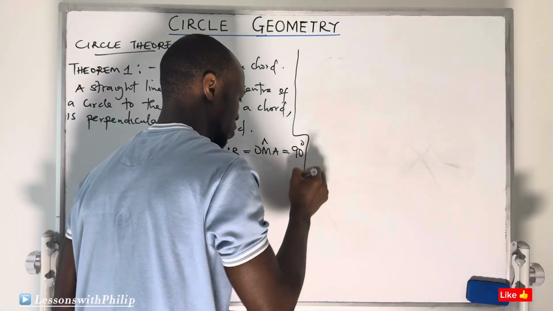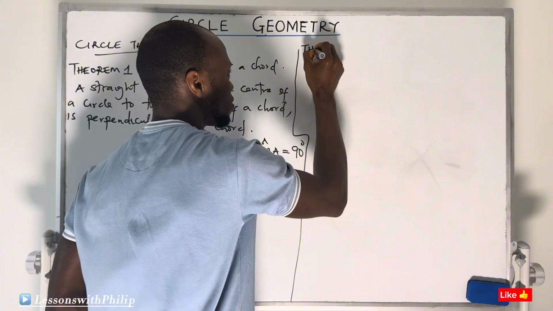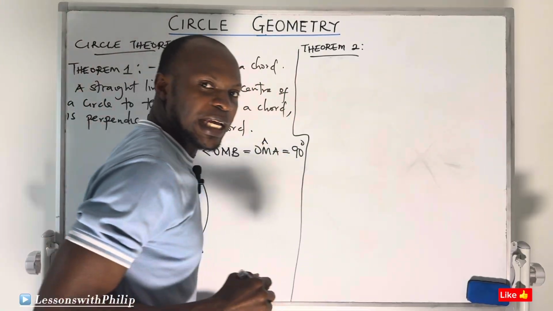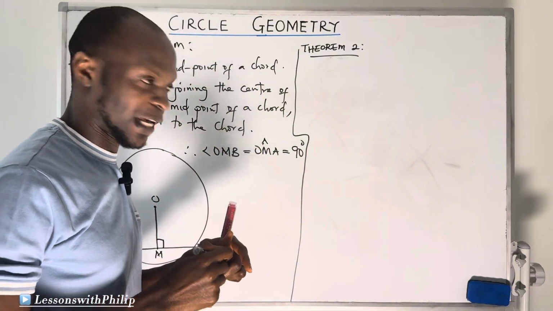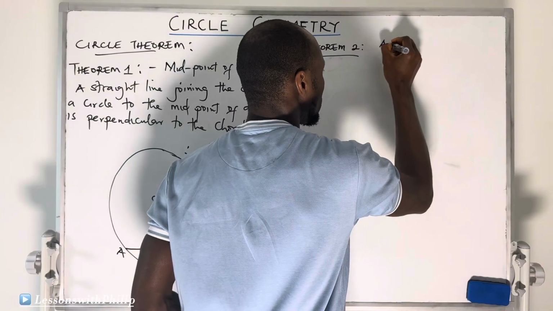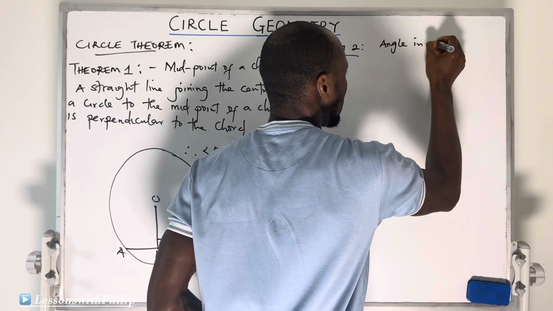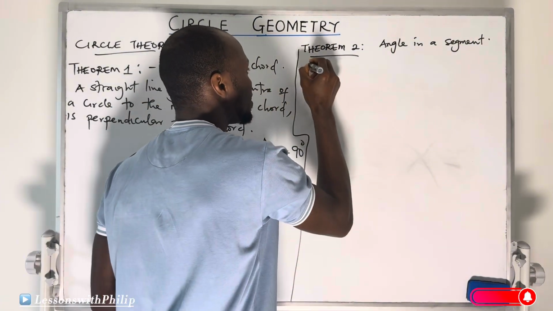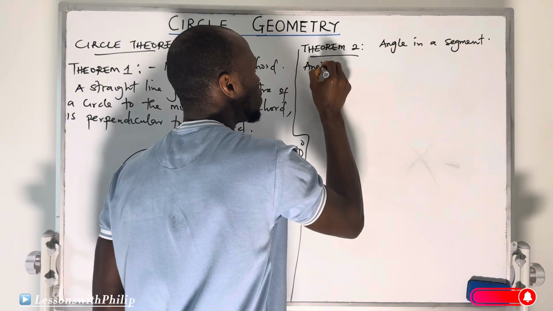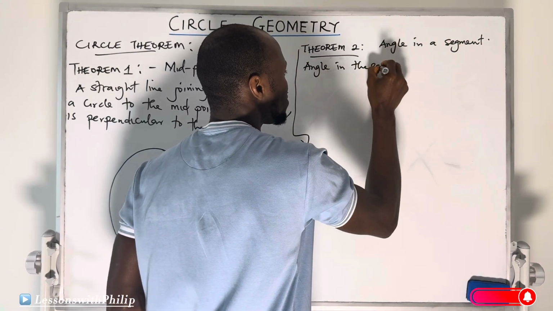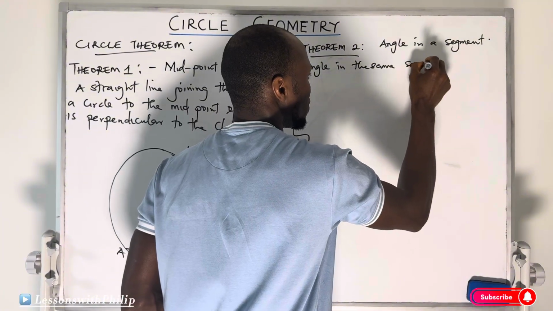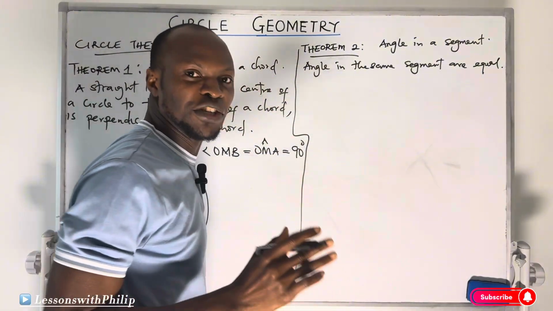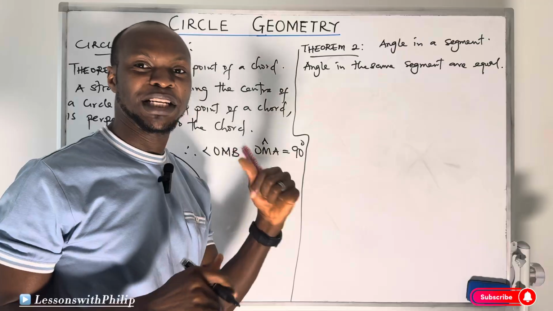Theorem 2. Theorem 2 is a segment, angle in a segment, okay? Now the law says that angles in the same segment are equal. Okay? That shows that you need to understand a segment, which we've explained in the previous class.